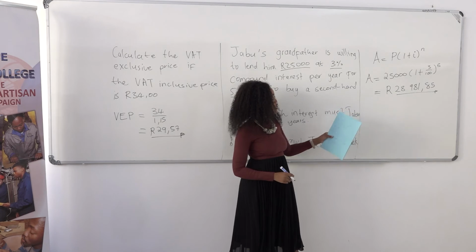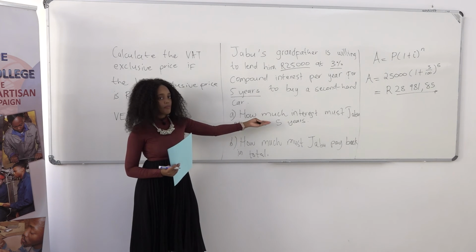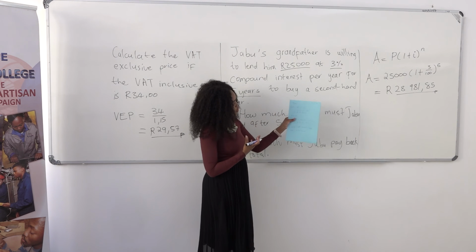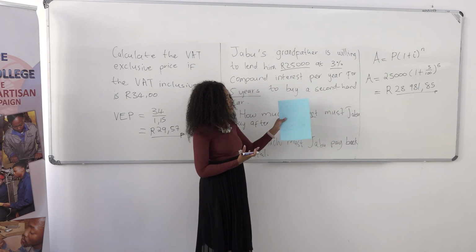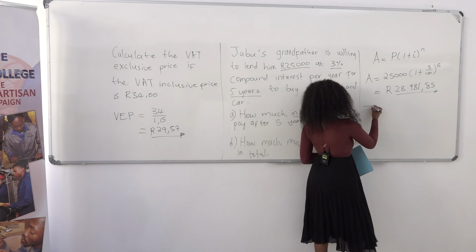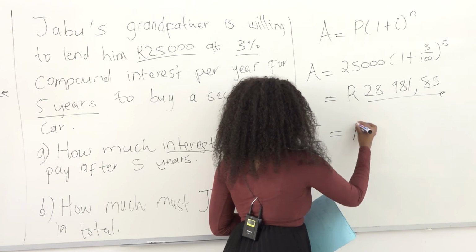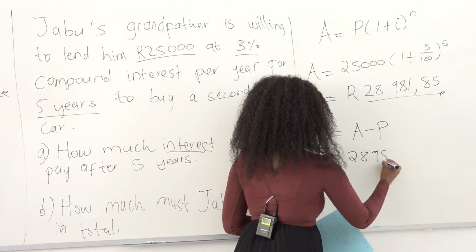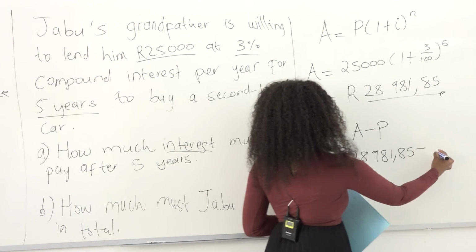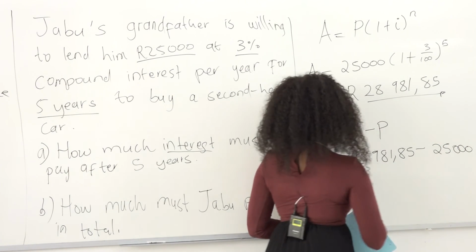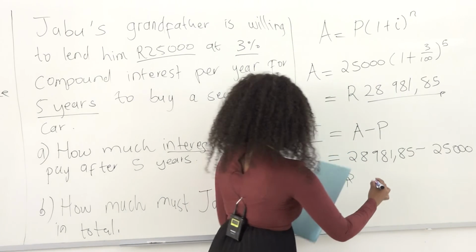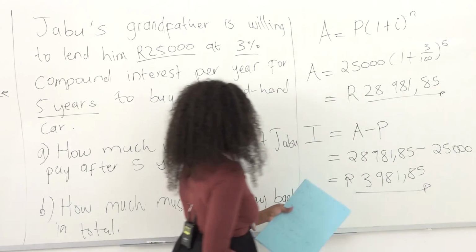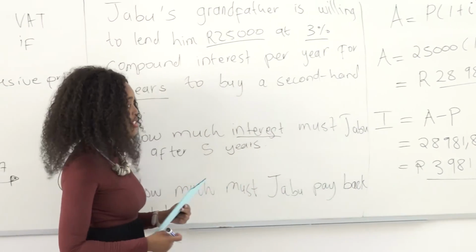Now this is not the interest. This is the total amount. However, the question said, how much interest must Jabu pay after 5 years? So to get the interest, we're going to say the final amount minus the principal amount. So our interest will be calculated as A minus P, which is 28,981.85 minus 25,000, which will give us a total of 3,981.85. So this is the total interest that he will pay after 5 years.